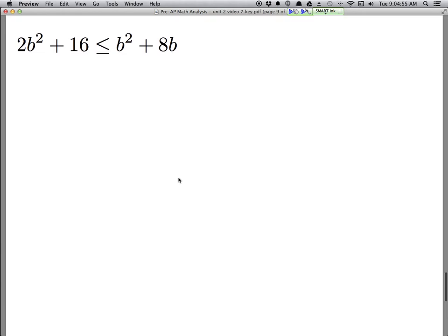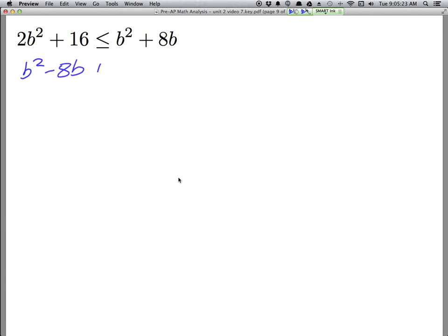Yep, last one. All right, 2b squared plus 16 less than or equal to b squared plus 8b. All right, Reagan, what do you want to do to it? You have to get them all on the same side, so subtract b squared from both sides, and then subtract 8b. Very good. So I get b squared minus 8b plus 16. So we're ready to factor.